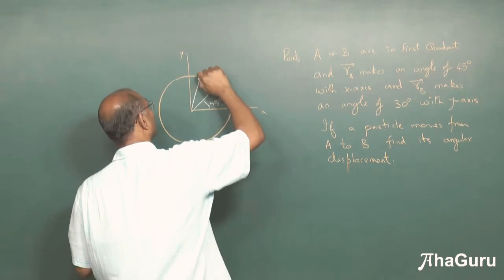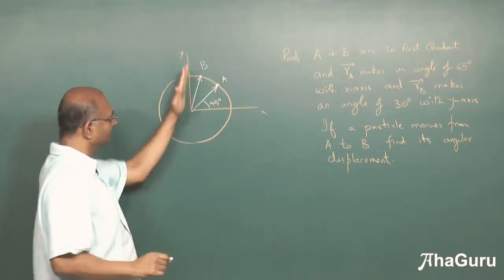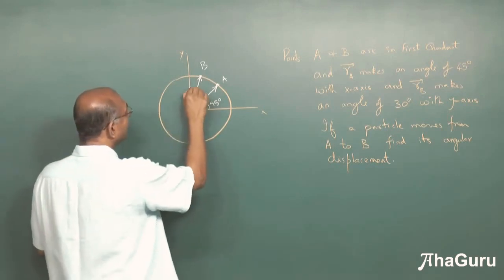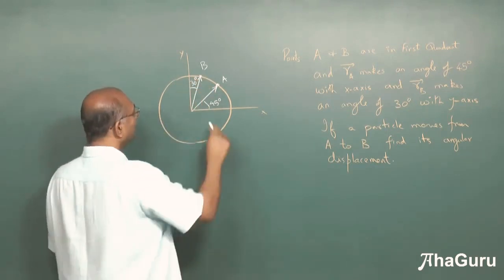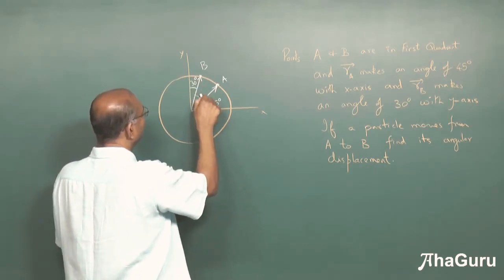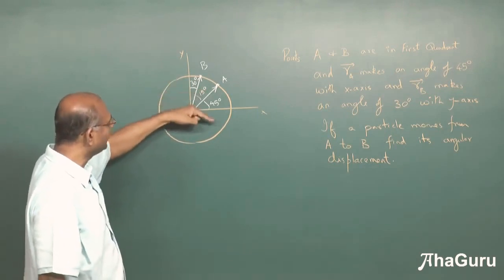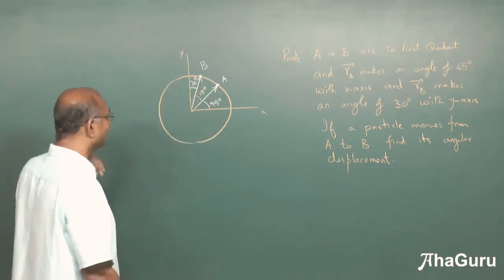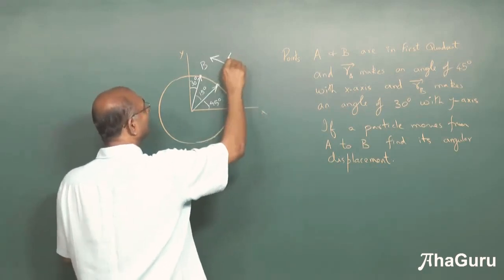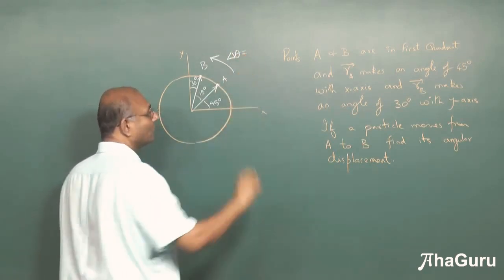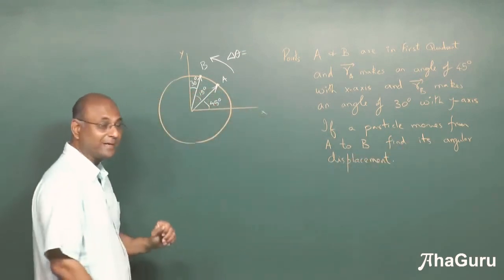So this would be RB, and this angle is 30 degrees. Right? So we can directly end up saying that this angle must be 15 degrees, because this is 45 and that is 45. Well, you can do it that way. And then you can say that this delta theta, which is what is asked, the angular displacement, is equivalent to 15 degrees.